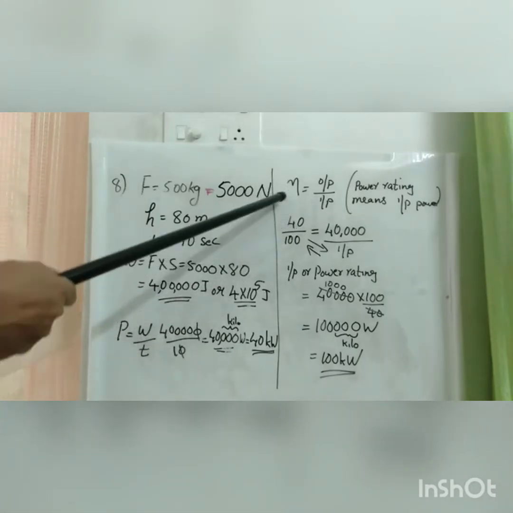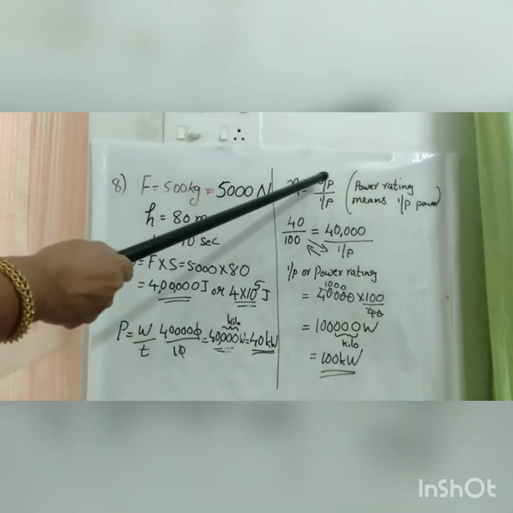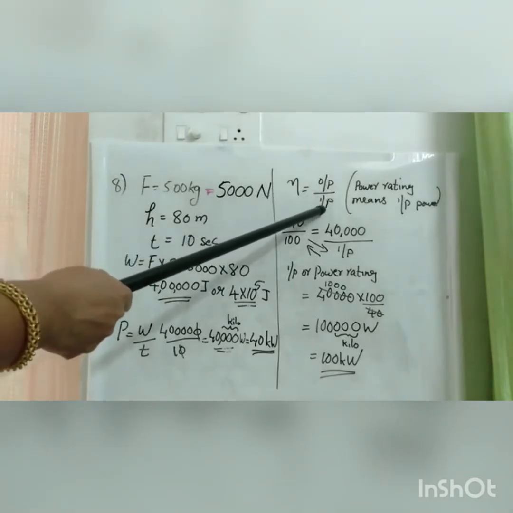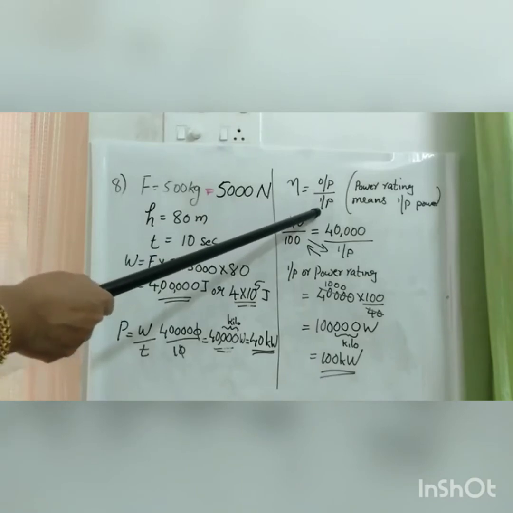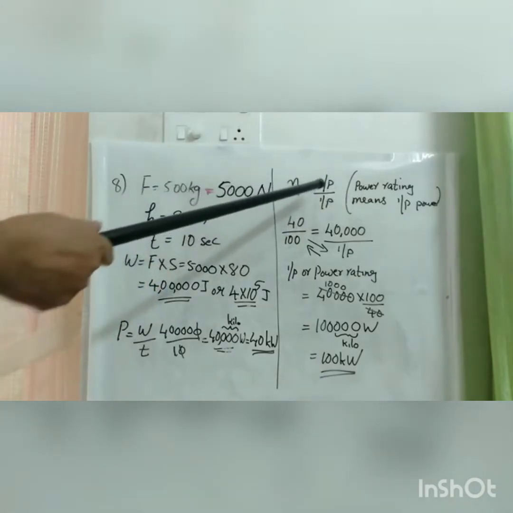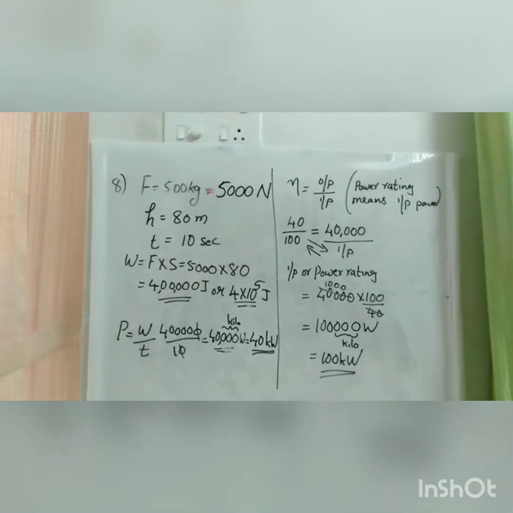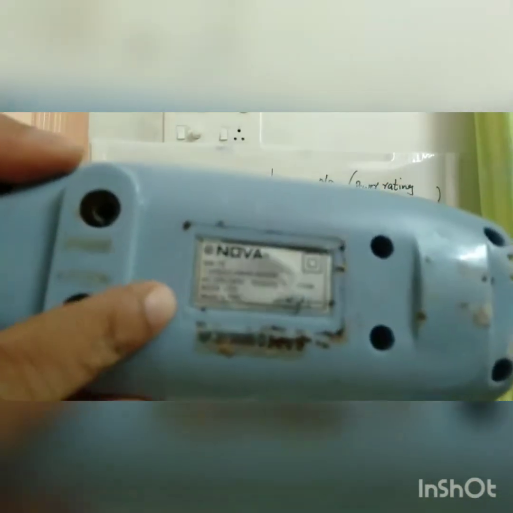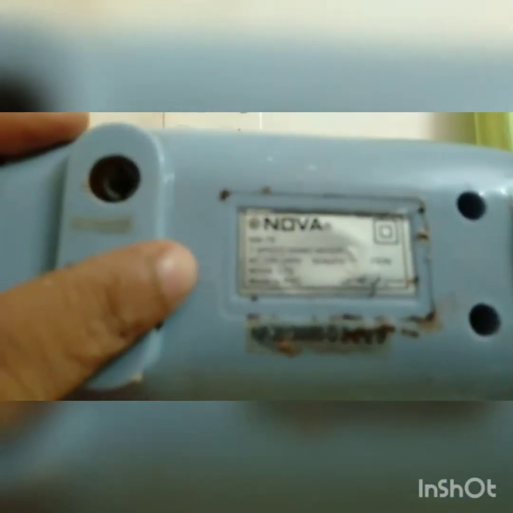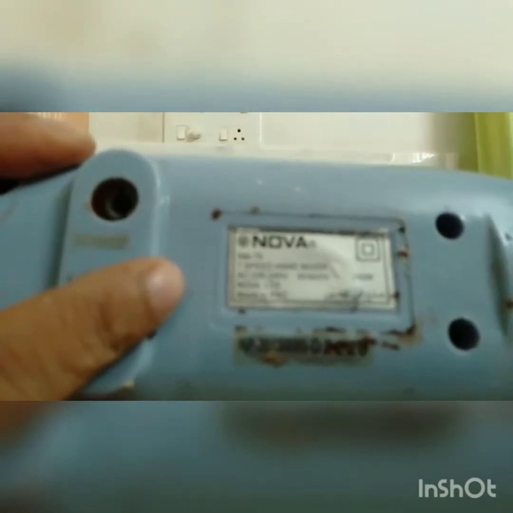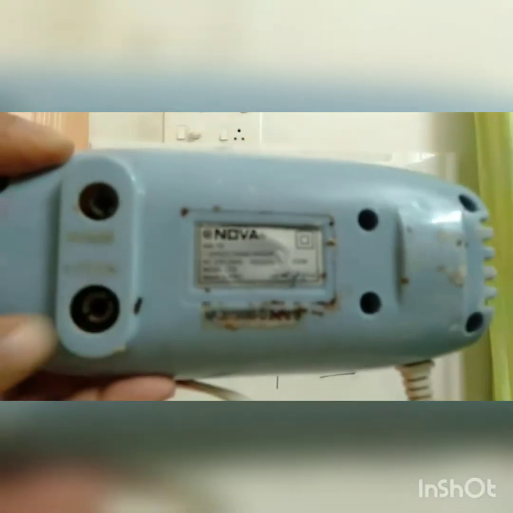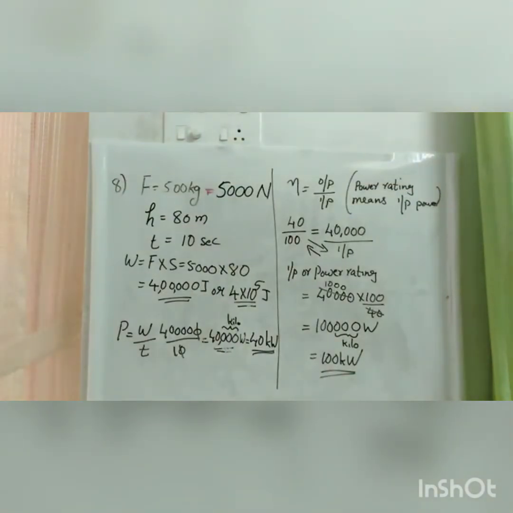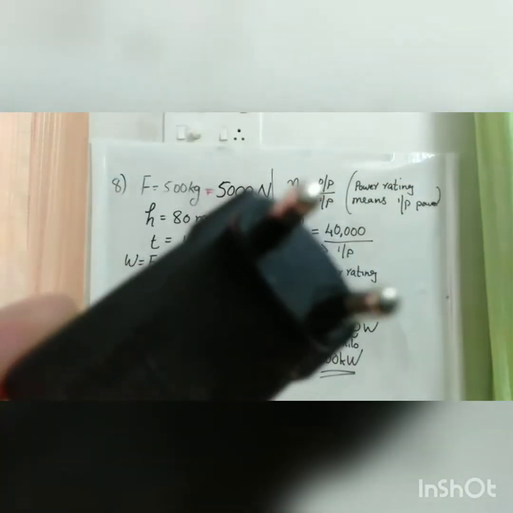So we already studied the formula. Efficiency is equal to output by input. Our question is, calculate the power rating. Power rating of a pump means every electrical instrument will have its own power rating. That means at which power, at which voltage and current it will work. So here you can see some beater, and here you can see the power rating of the beater. It is given 220 to 240 volt. So every electrical instrument, in your mobile chargers, you can see the power rating.